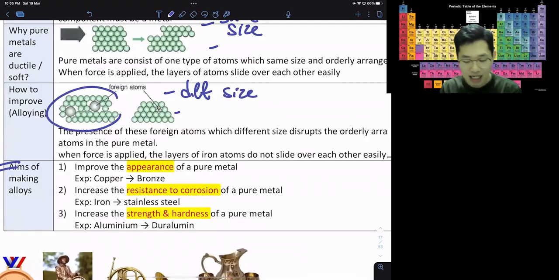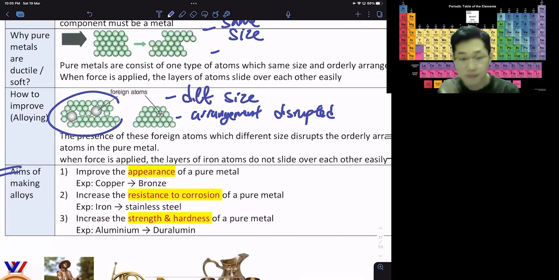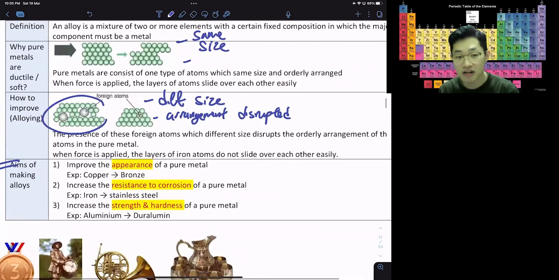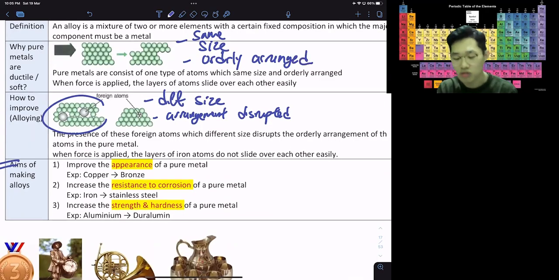And then arrangement. Because of different size, the arrangement will be disrupted. Or you can say it is not orderly arranged, but this is orderly arranged. And lastly, because their arrangement is disrupted, very messy, so it is hard to slide. This one is easy to slide.